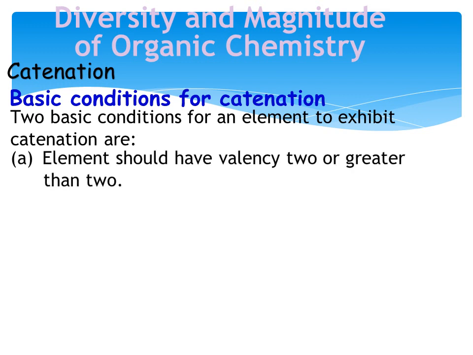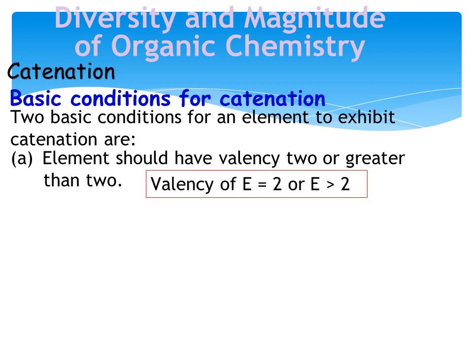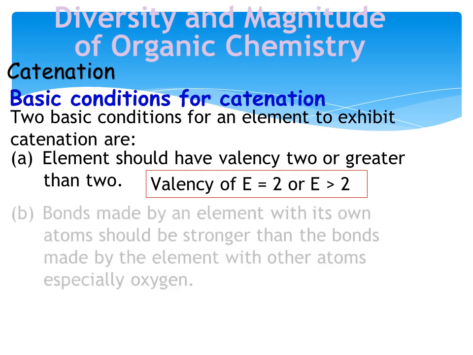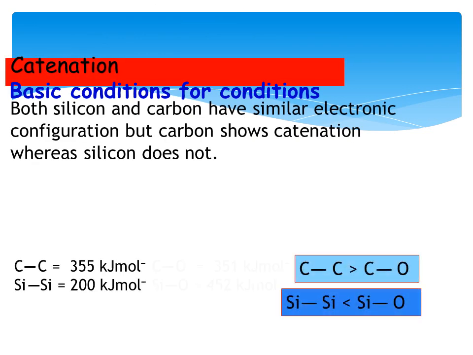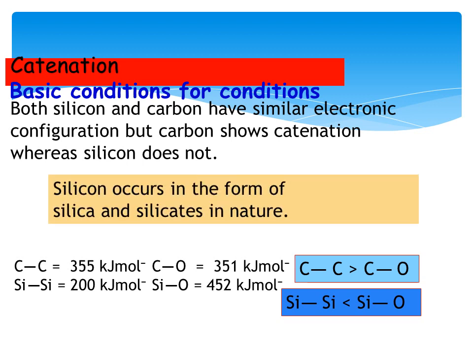Whenever we are considering the process of catenation, the element should exhibit two conditions to fulfill the phenomenon of catenation. Number one is that the element should have a valency of 2 or greater than 2. The second, foremost important condition is that the bond formed by an element with its own atom should be stronger than the bond it forms with another element, especially oxygen. So we consider the comparison between silicon and carbon. Carbon and silicon are present in the same group, group number 14, and carbon can catenate while silicon does not, and mostly silicon appears in the form of silica or silicates in nature.